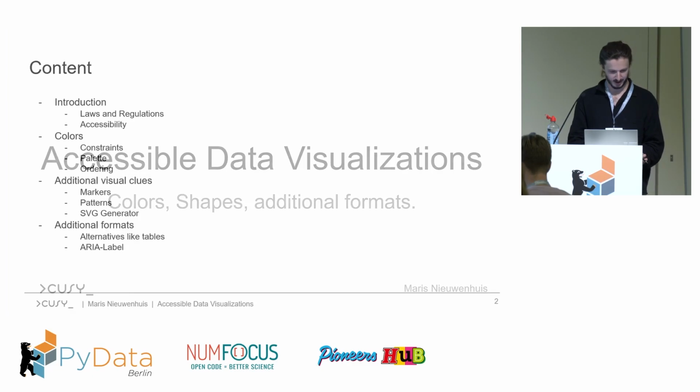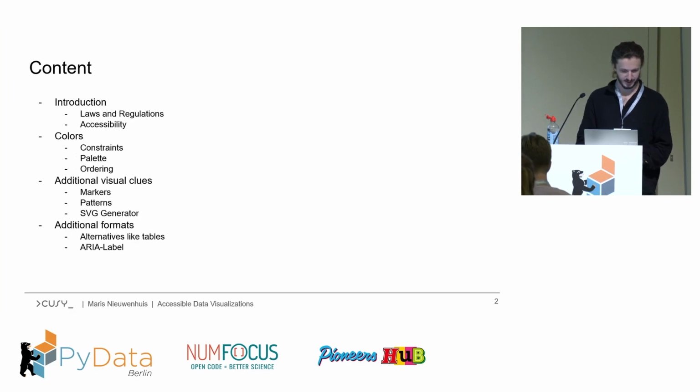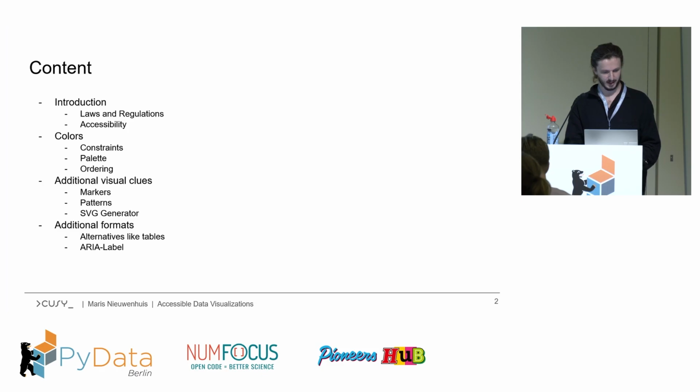First of all, I'll be speaking about why we're doing this. There are certain laws and regulations for web accessibility. Then I will explain what is accessibility. Then I'll present our accessible color palette, the types of constraints we had, the palette itself, and also the ordering of the colors for color vision deficiencies.